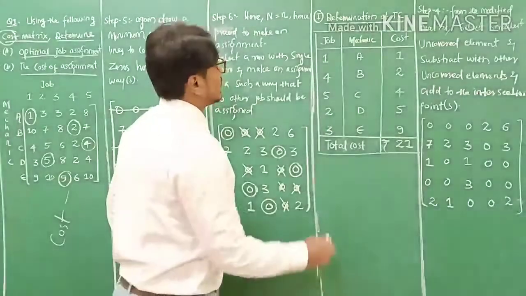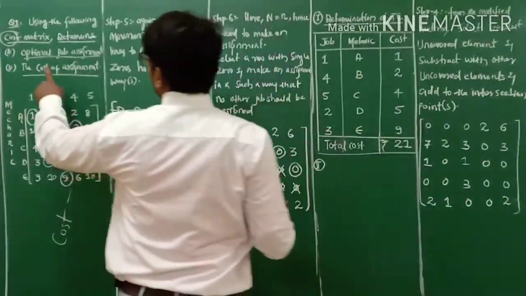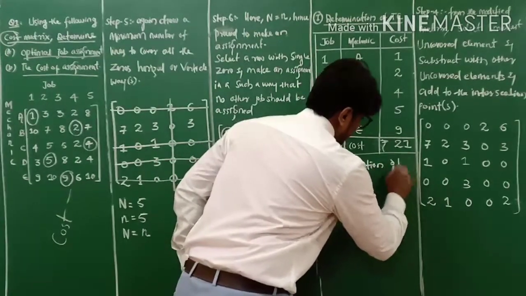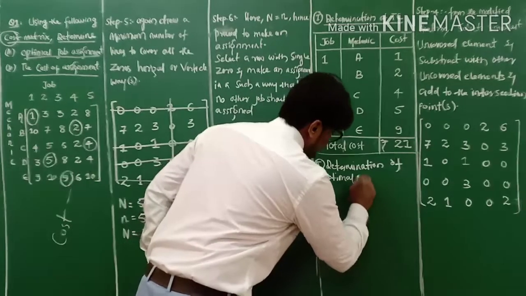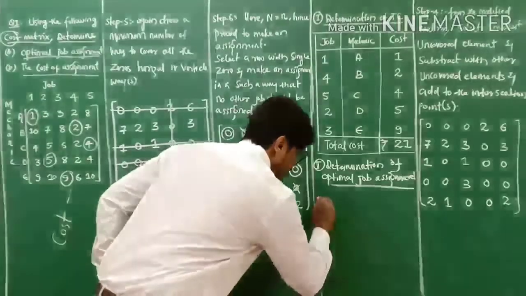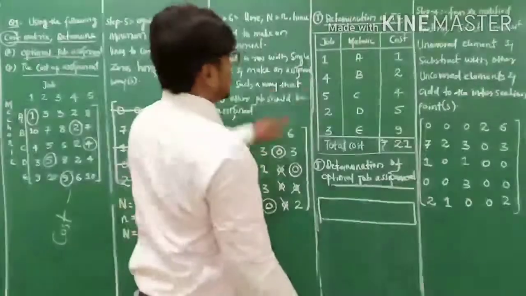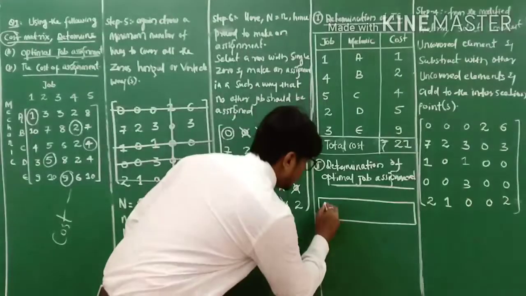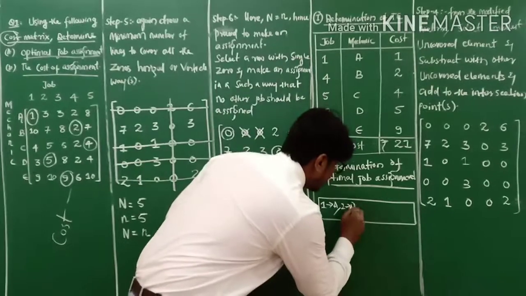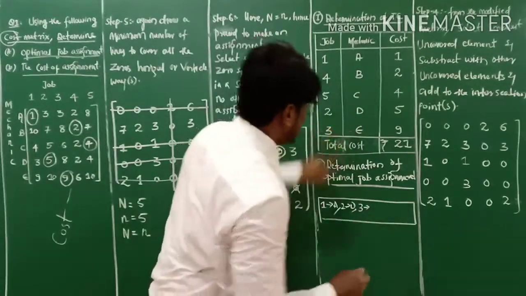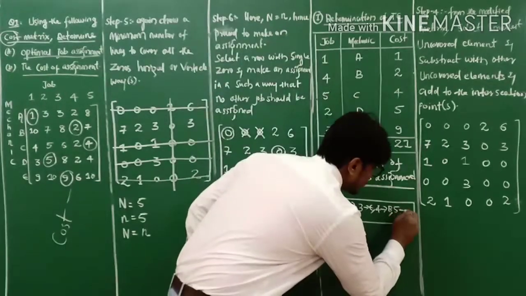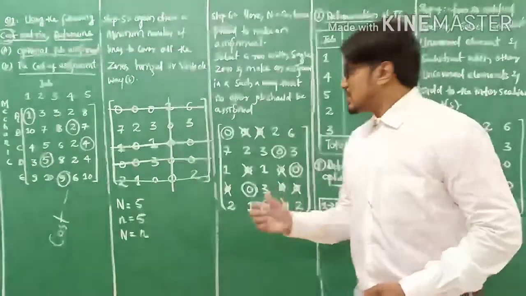Now, the last one, we'll find out the determination of optimal job assignment. Optimal job assignment. Okay? Fine. We'll follow first 1, 2, 3, 4, and 5. 1, A, comma, 2, D, comma, 3, E, comma, 4, B, comma, 5, C. This is our optimal job assignment, friends.